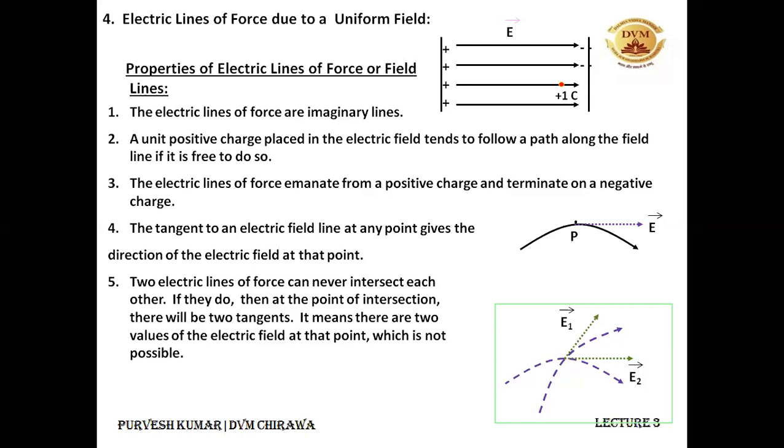I'm repeating it again. Two electric field lines cannot intersect each other. Why so? Because if they intersect, at the point of intersection there lie two directions of the electric field, because two tangents can be drawn at that point of intersection, and it is not possible at all for an electric field to have two directions at a given point. It can have only one direction. So that's why two electric field lines can never intersect each other.